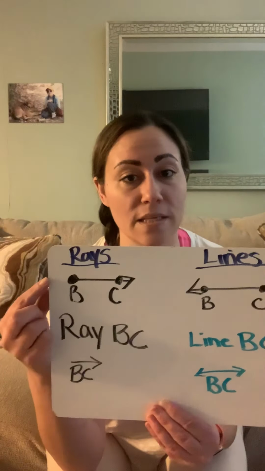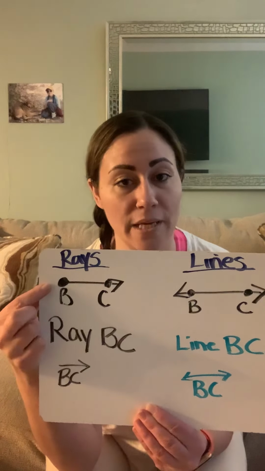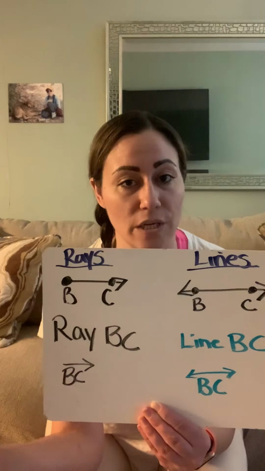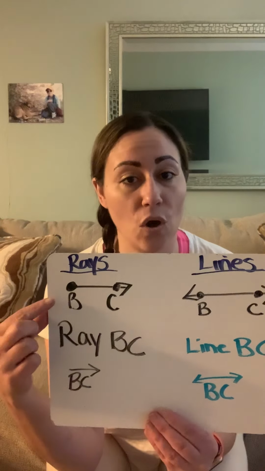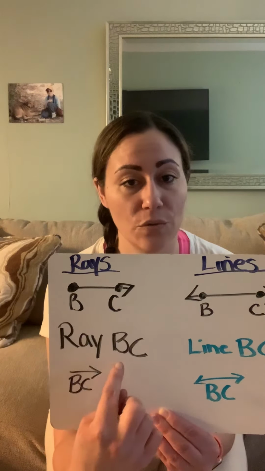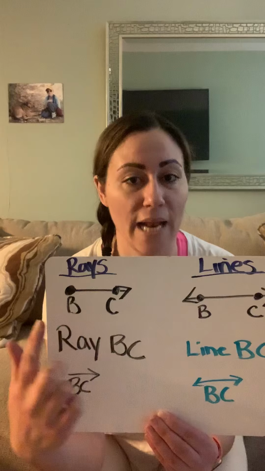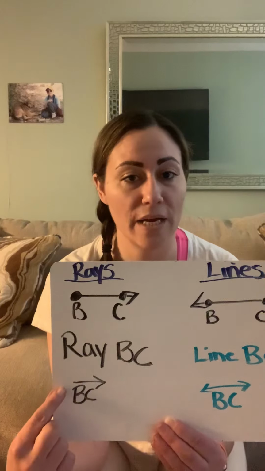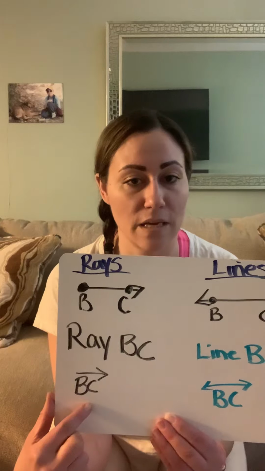Then we have rays, and rays are different than lines because they have an end point where they begin, and then they have an arrow and they go on forever, but only in one direction. So to name a ray, we write ray, and then we have to always write the end point first. So it has to be ray BC. It cannot be ray CB. It has to be B first, then C. Or we can write it as a symbol, draw the little ray, and underneath write BC.